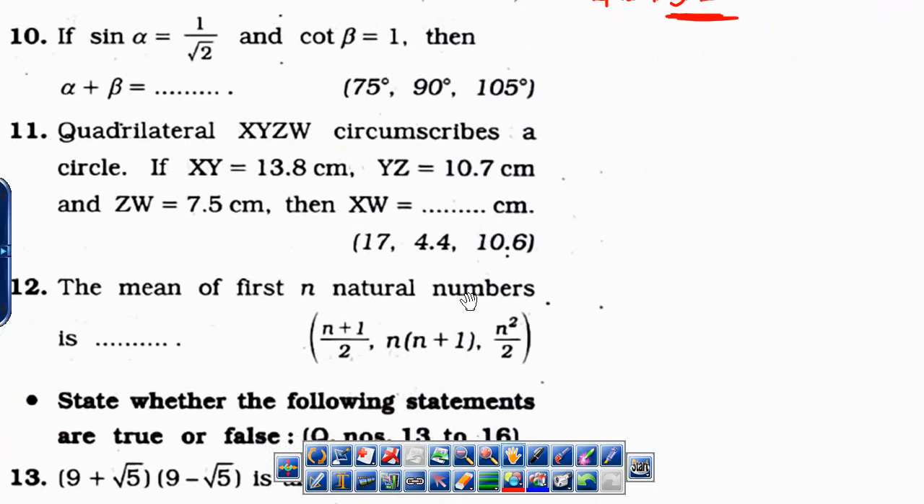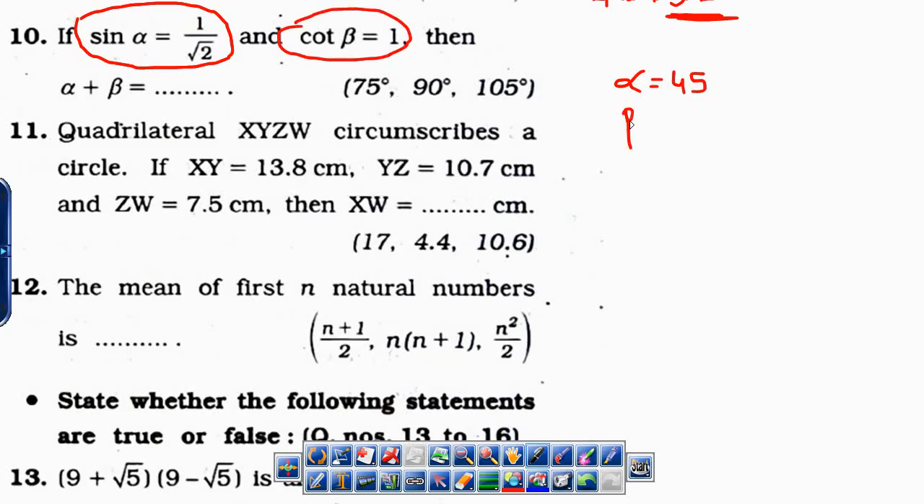If sin alpha is 1 by root 2 and cot beta is 1, then what is the total of alpha and beta? You have to remember the table in which values are given. If sin alpha is 1 by root 2 then alpha has to be 45 degrees because sin 45 is 1 by root 2. And if cot beta is 1, then beta also has to be 45 because cot 45 is 1. And therefore alpha plus beta answer is 90.